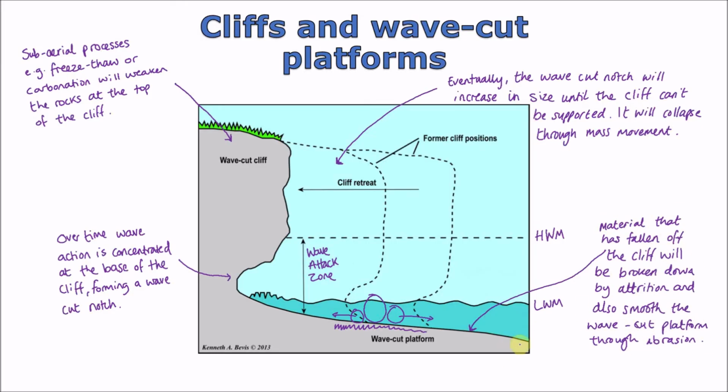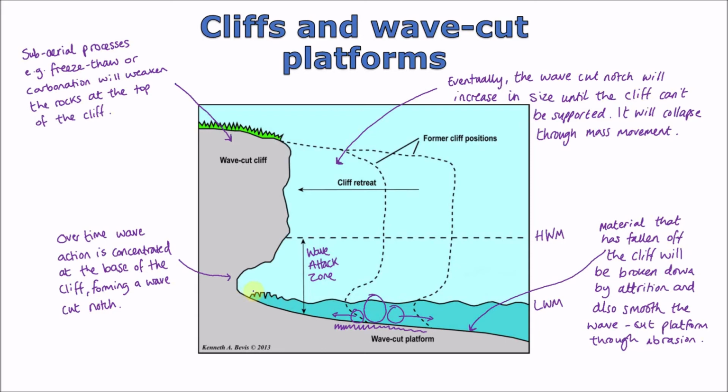The final thing to say about wave cut platforms is that as they get bigger, what they tend to do is actually slow the rate of erosion down, because as the waves approach that cliff, they're going to be travelling over that wave cut platform and experiencing some friction with it, and therefore losing some of their energy before they actually reach the base of the cliff.